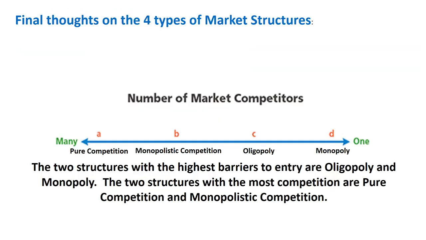So if you were to see a timeline like this, based on competition, if there are many competitors on the left side there, pure competition's the one that has the most competitors, followed by monopolistic competition, and then moving to the right, then oligopoly, and then monopoly with just one themselves. So definitely know this slide. These usually tend to pop up on tests.